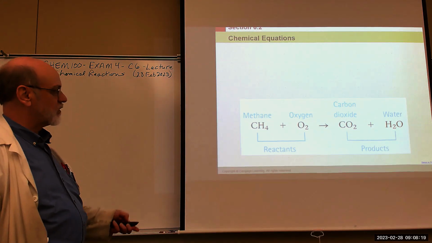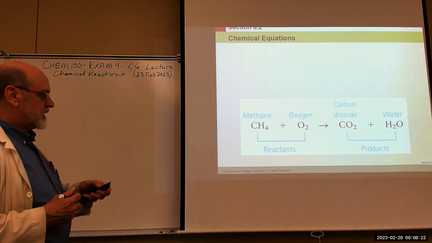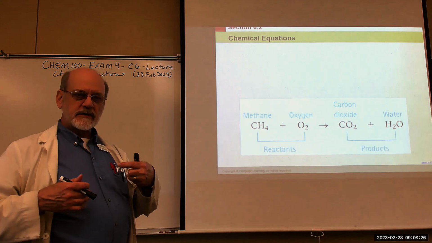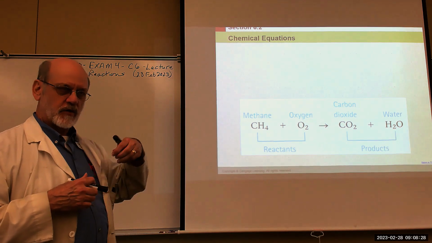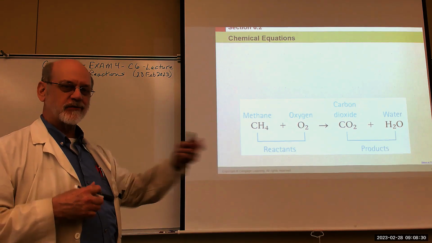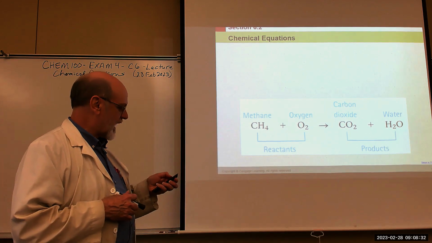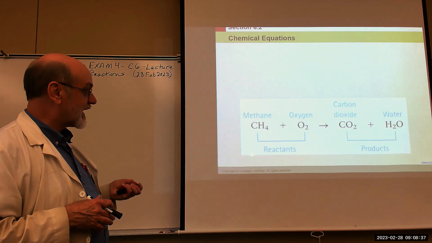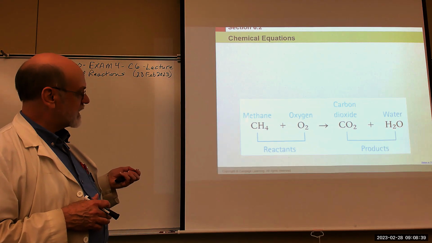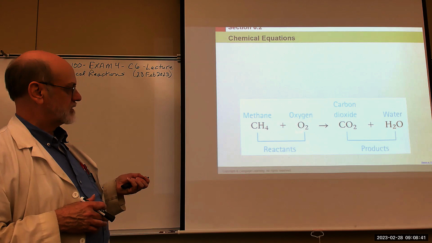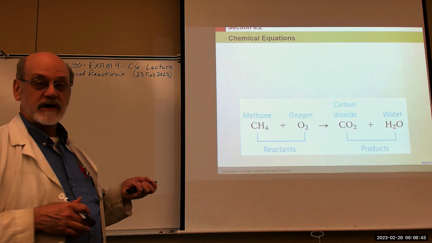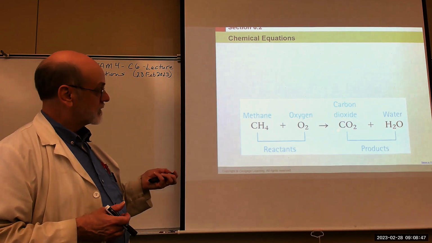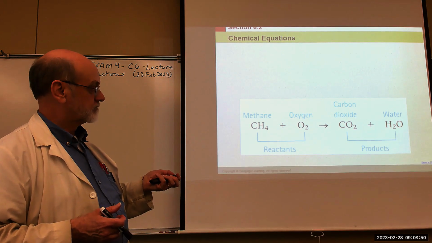Now, when we write a chemical reaction, by convention, we always read the reaction from left to right. So the reactants, those that haven't changed yet, are the ones we put together. In this case, methane and oxygen. And when we put them together under the right conditions, they will react and produce products, carbon dioxide and water.